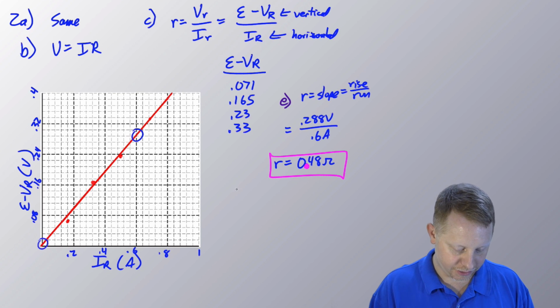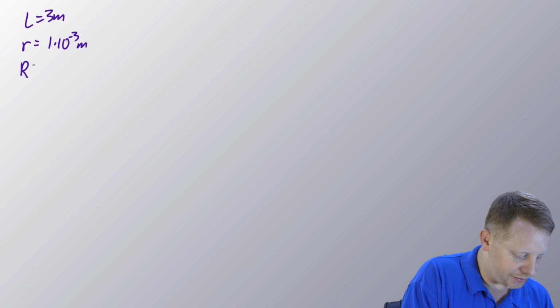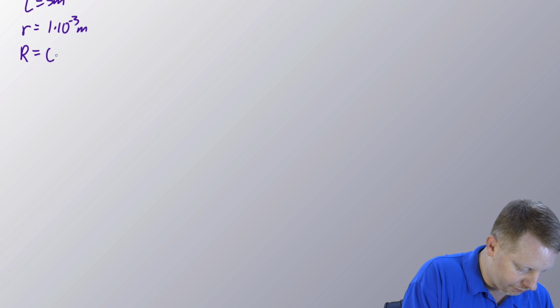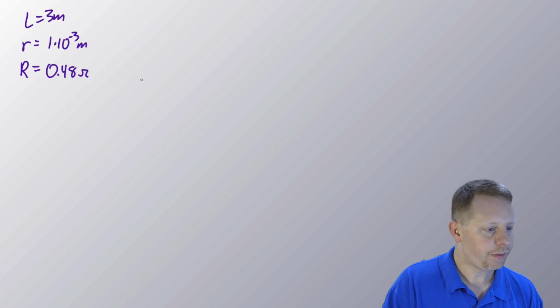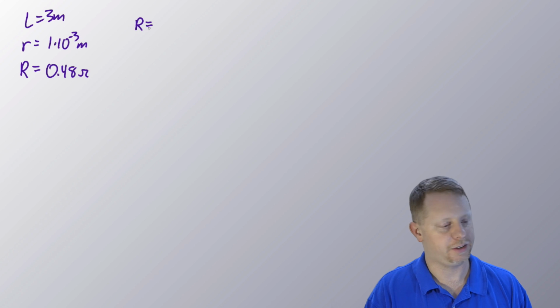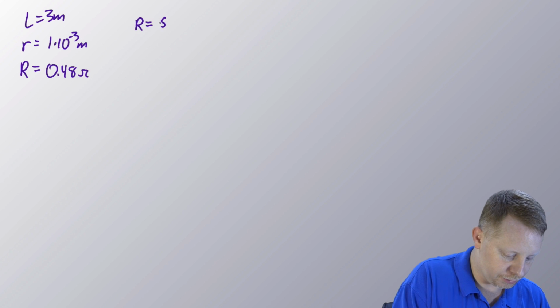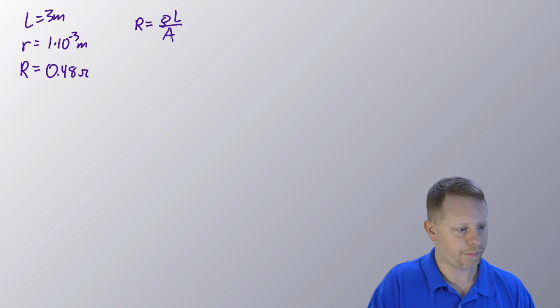All right, I'm going to get ourselves a little bit more room here. What we know is our length equals 3 meters, r is 1 times 10 to the minus 3 meters, our radius, and the resistance of this is 0.48 ohms. I can use the resistance of a cylindrical conductor equals rho, resistivity, times length divided by the cross-sectional area.